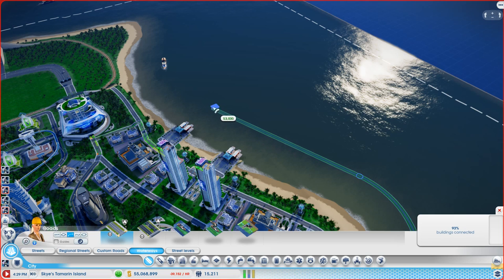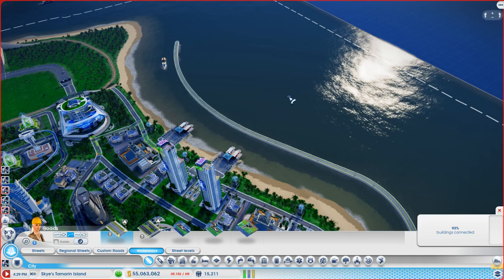I love being able to do all of this cool stuff now. Man, why wasn't all this stuff in the game originally? Now, I'm kind of tempted to leave those docks in there, but how would they get in? That's the problem. That's the thing.